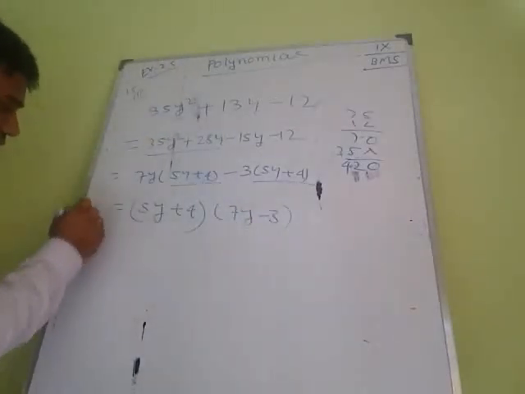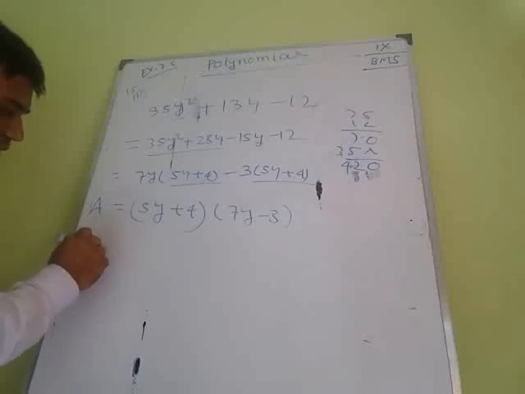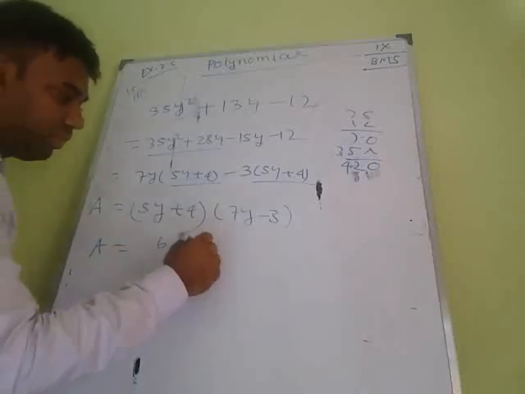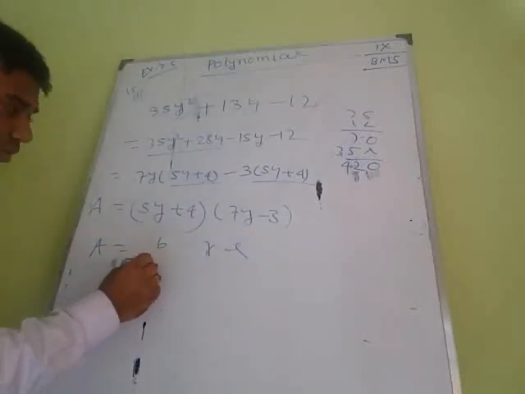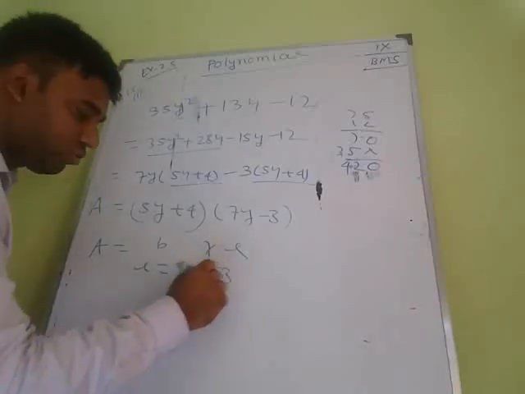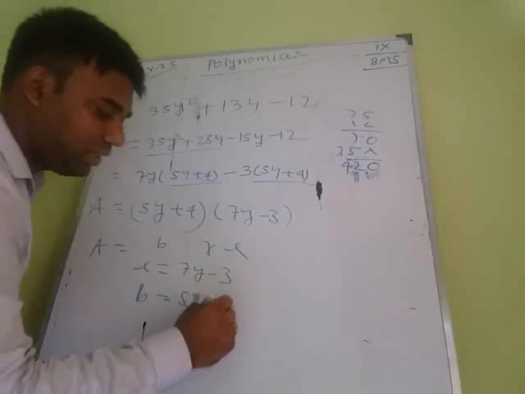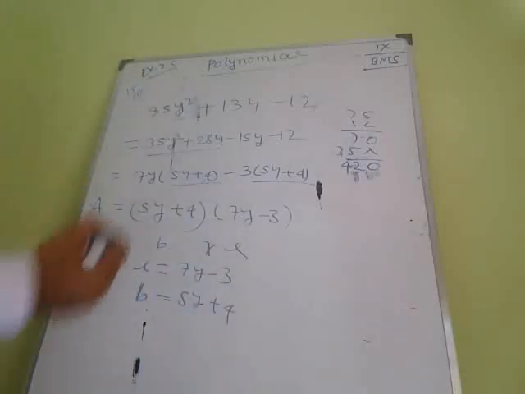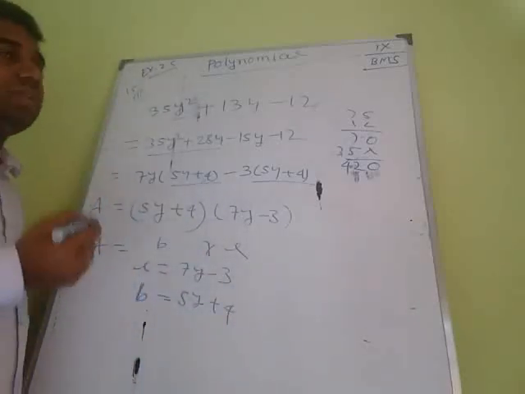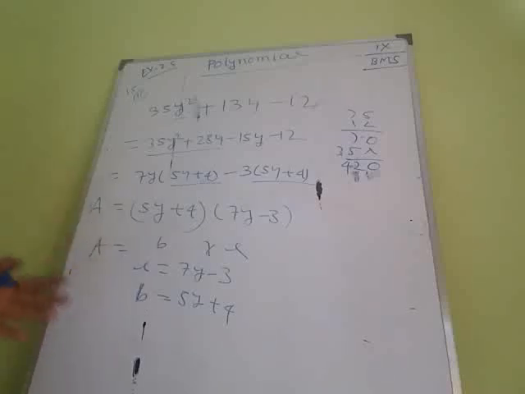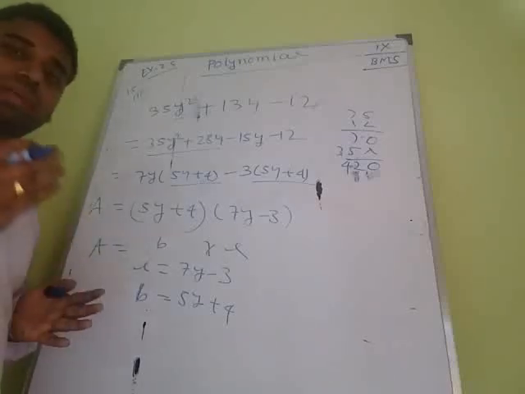So that is the area. Area equal to length into breadth. So length equal to 7y minus 3 and breadth equal to 5y plus 4. These are the possible length and breadth of this rectangle which has area 35y square plus 13y minus 12.